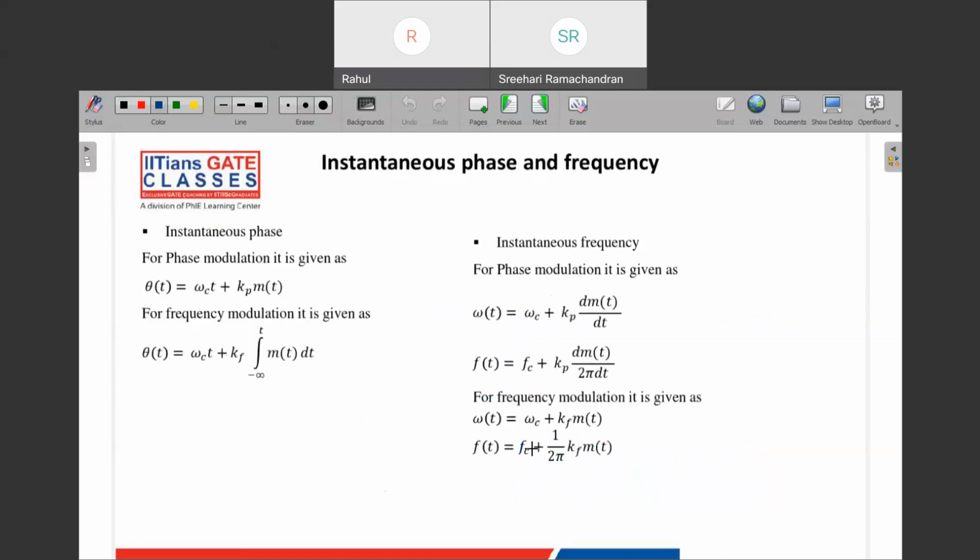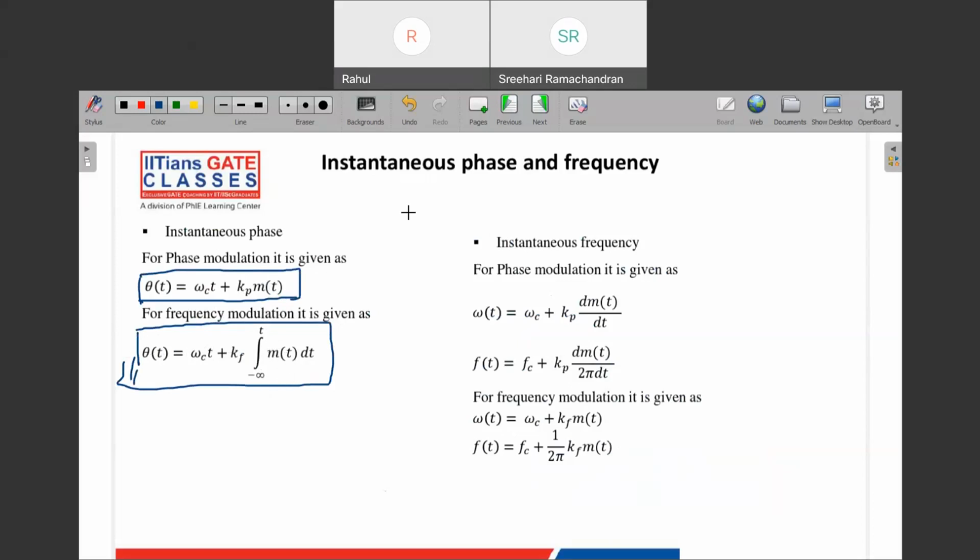Now let's go through the instantaneous phase and the frequency. Instantaneous phase, in the case of phase modulation, will be written directly like this. We know that phase is proportional to the message, and theta(t) is equal to omega c t plus kp m(t). This is what we call the instantaneous phase in the case of phase modulation. In the case of frequency modulation, the instantaneous phase will be given by this. So you see the difference here. It is proportional to m(t), and in this case, it is proportional to the integration of m(t).